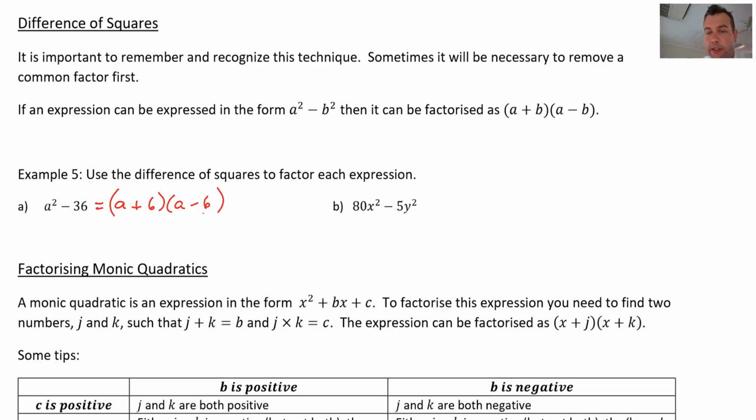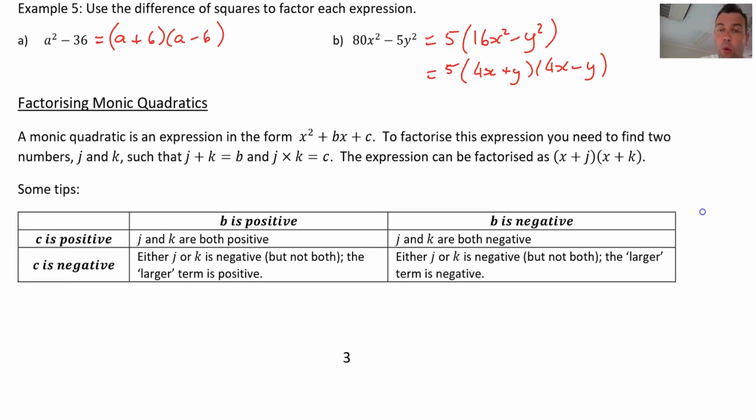Now, 80x squared isn't a square, 5y squared isn't a square. They've got a common factor, right? First thing I'm going to do is take that common factor of 5 out of there. 5 out of 80 will give me 16, I think. I'm going to have 5 outside of 16x squared minus y squared. Right now, I have a difference of two squares there. So I get 5 outside of 4x plus y, 4x minus y, right? That is factorising using the difference of squares. You've got to keep an eye out for those where you've got a square minus another square, possibly with a common factor.